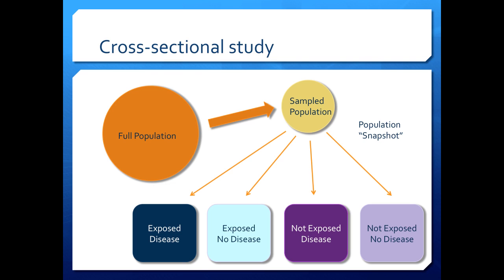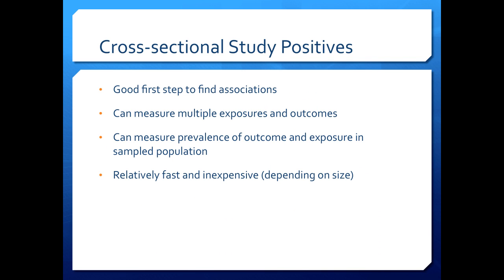Set up your 2x2 table like you learned in the outcome measures video and fill in the boxes. You can calculate and compare the prevalence of your outcome in your full population, exposed, and non-exposed populations. This brings us to the advantages of a cross-sectional study. It's a very good first step type of study that can measure multiple exposures and outcomes. You can measure prevalence of your outcome in the population and it is relatively fast and inexpensive, especially if it's a small study.